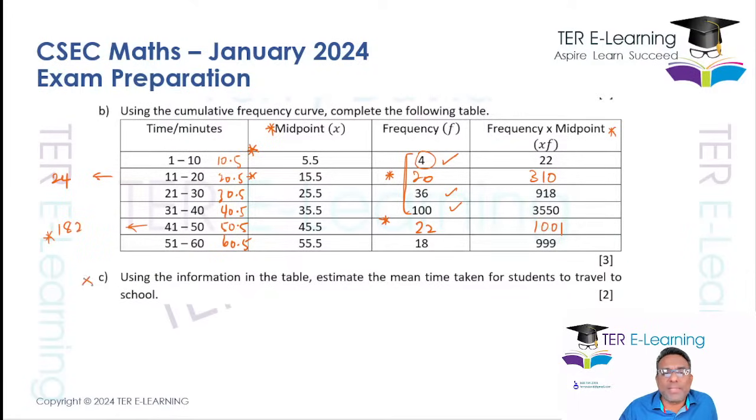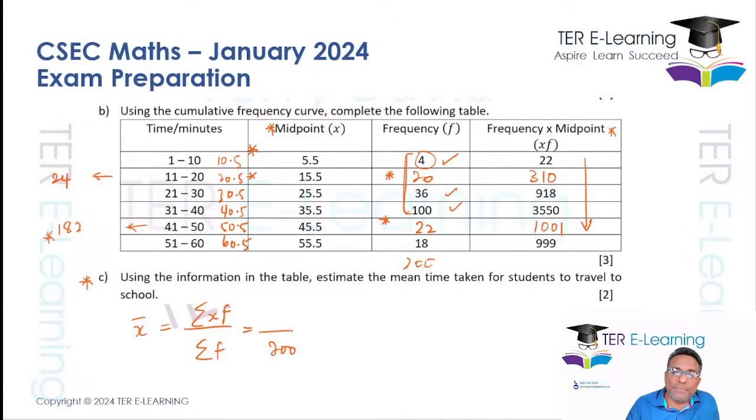The last part of the question, we want to use this information to estimate the mean time taken for students to travel to school. All we need to do is, your mean is given by sigma xf over sigma f. We need to add up the xf column, and we know the frequency column should add up to 200.